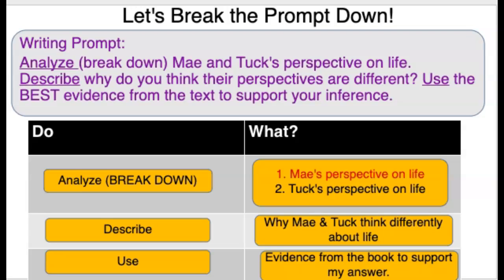Yep, so we're going to be analyzing May's perspective on life and Tuck's perspective, or in other words, attitude on life. We're going to be describing why May and Tuck think differently about life. And what are we going to be using? We're going to be using evidence from the book to support our answer. This last part is where the C and E of RACE will come into play.